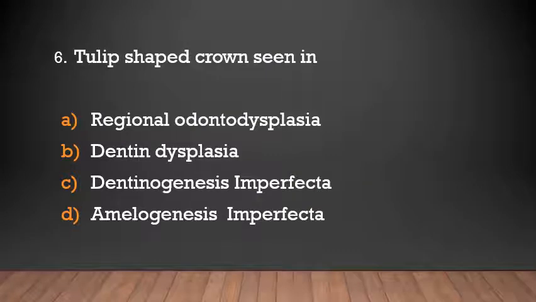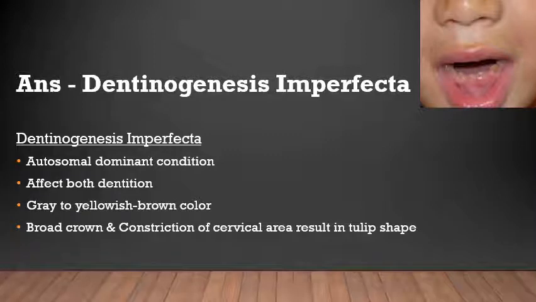Tulip-shaped crown is seen in: regional odontodysplasia, dentin dysplasia, dentinogenesis imperfecta, amelogenesis imperfecta? Dentinogenesis imperfecta. It's an autosomal dominant condition that affects both dentitions, and the tooth is grade 2 yellowish brown in color. Broad crown and constriction of the cervical area result in a tulip-shaped crown.